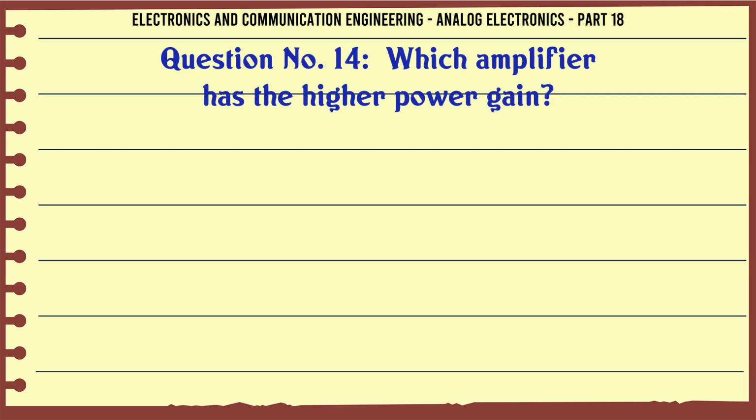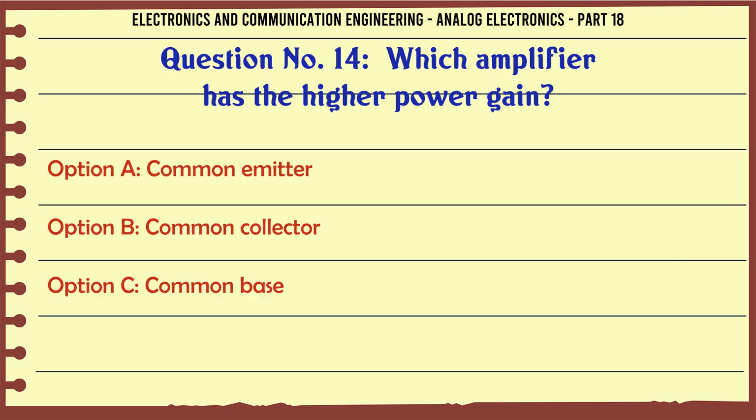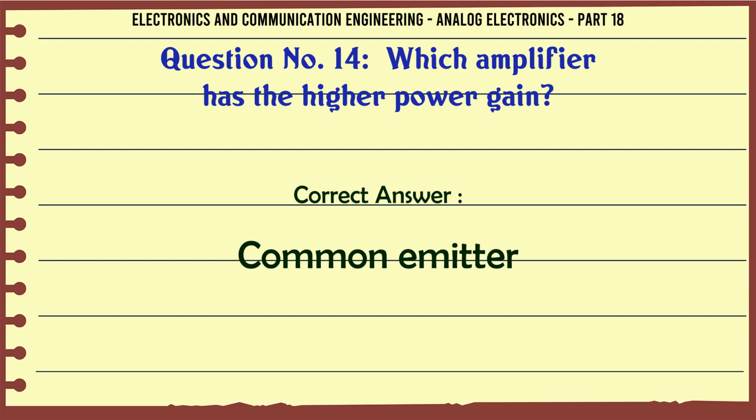Which amplifier has the higher power gain? A. Common emitter, B. Common collector, C. Common base, D. Both CC and CE. The correct answer is common emitter.